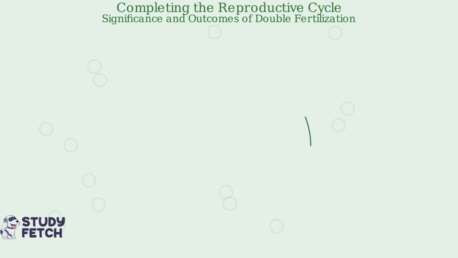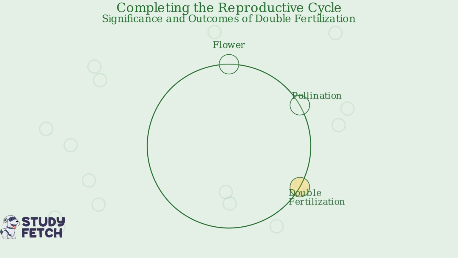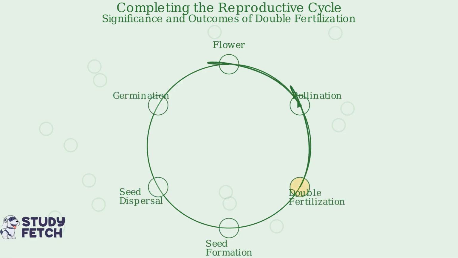These processes complete the reproductive cycle of flowering plants, from flower to seed and eventually to a new plant. Thus, double fertilization ensures reproductive success and continuation of flowering plant species.